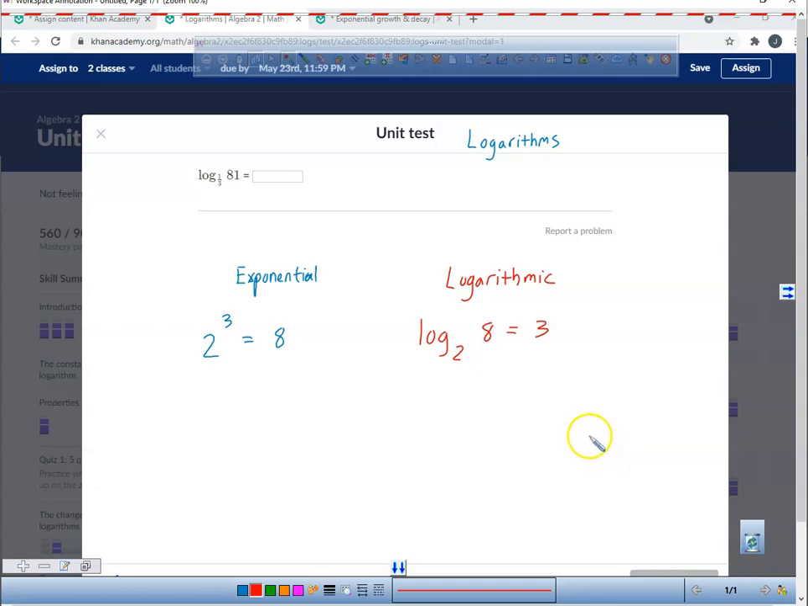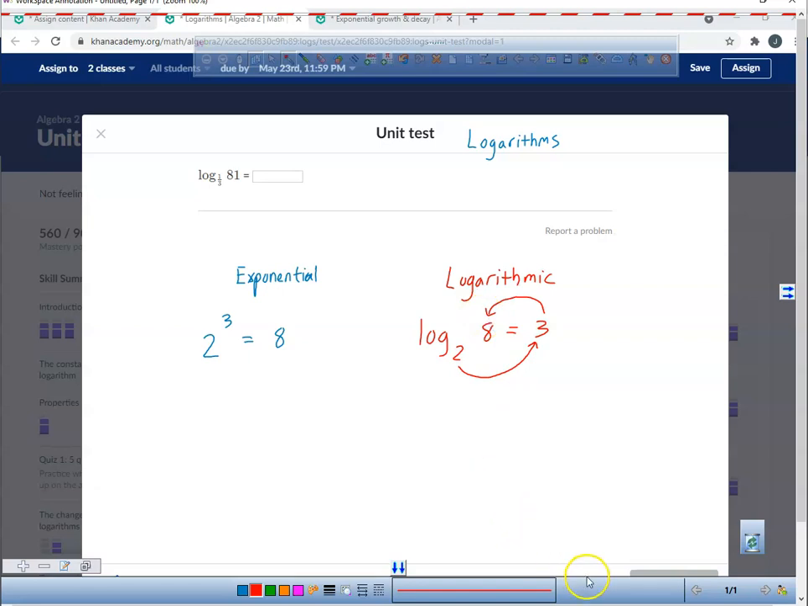All right. Now, I want you to see how I can change it from exponential form to logarithmic form and go back and forth. Check this out. We're starting at the 2. We're going to go around the world. 2 to the power of 3 equals 8.